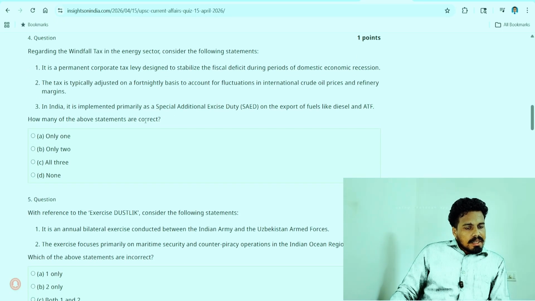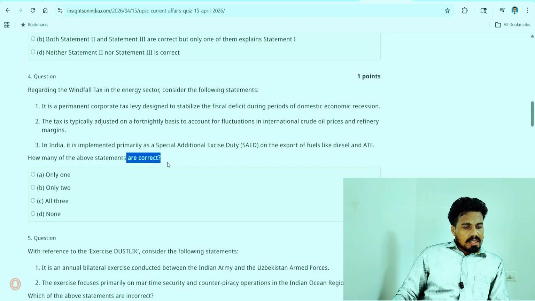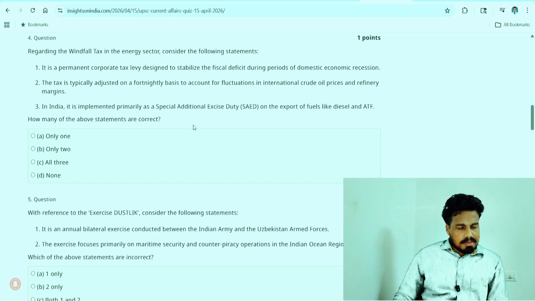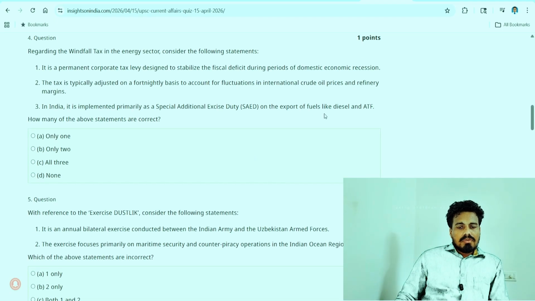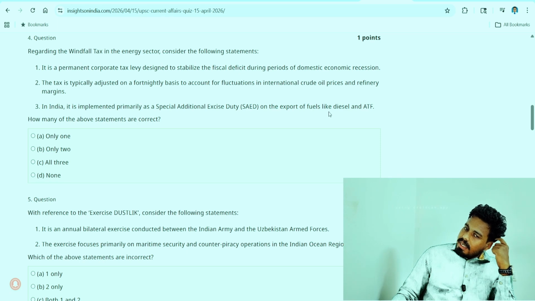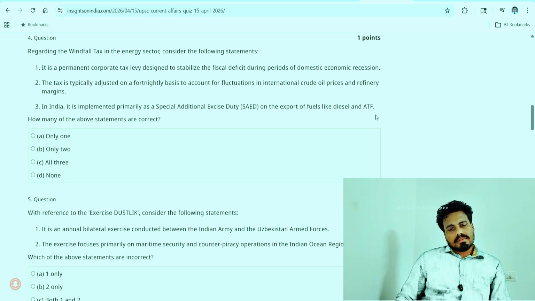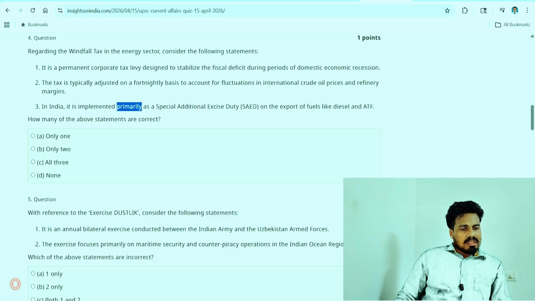In India, it is implemented primarily as a special additional excise duty on the export of fuels like diesel and air turbine fuel, ATF. So which of them are correct? It is primarily a special excise duty. Yes. Windfall tax is a special excise duty on the export of fuels like diesel and ATF. So what about petrol? I think this is not right.